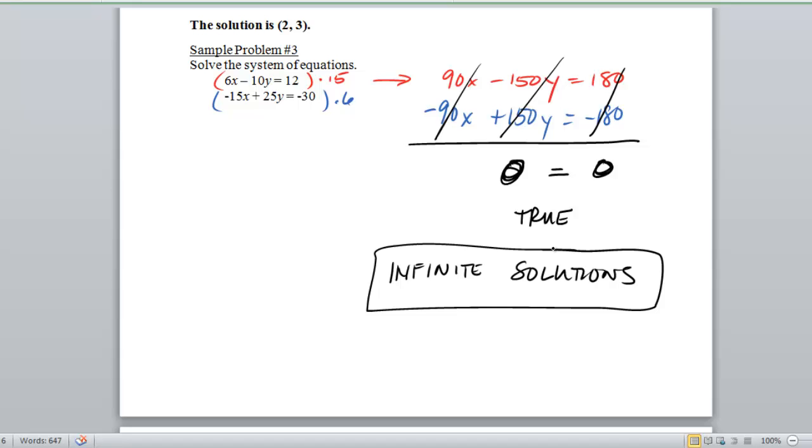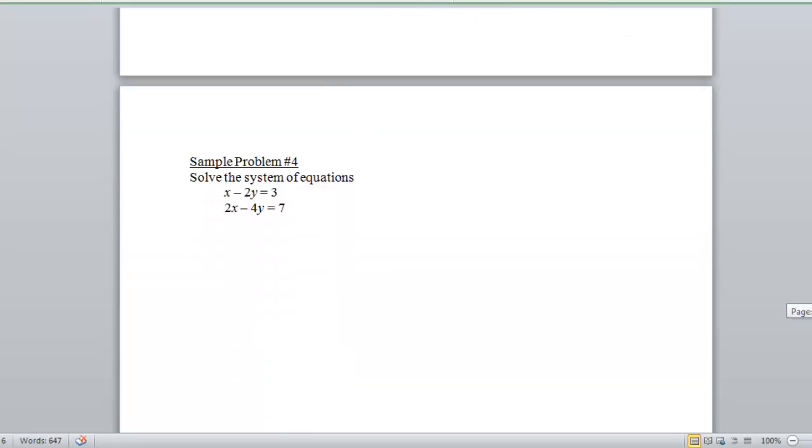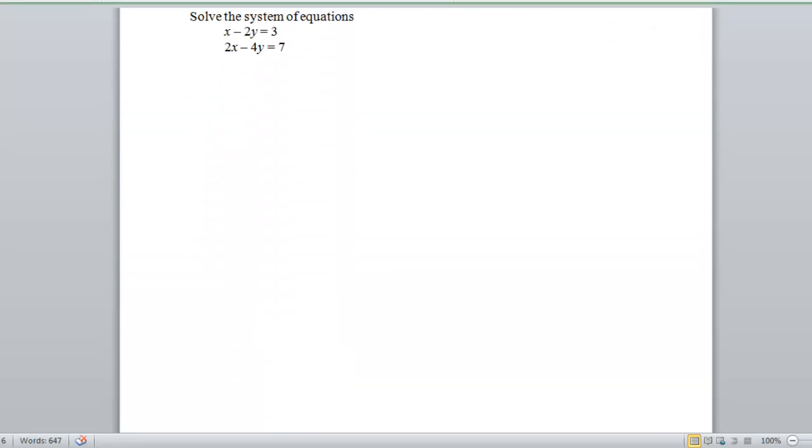Now what I'd like you to do is to move on down to sample problem number 4, and what I would like you to do is actually choose the method that you would like to use. So go back over the notes and see which one of the methods would work best for sample problem number 4. So go ahead and pause the video and work on that now.